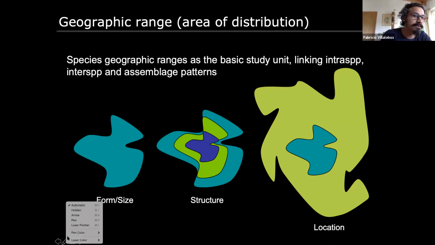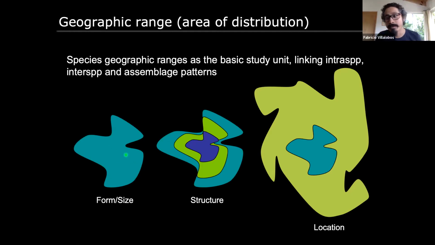For example, sorry, let me put the laser pointer here. There we go. We can study the form and size of the distribution, if it's circular, if it's irregular, or something. We can use actually fractal geometry. We can study the structure of the distribution of the species in terms of morphology or genetics. For example, we can measure the genetic diversity of a particular species across its distribution, or the size of the body, body length or body size.